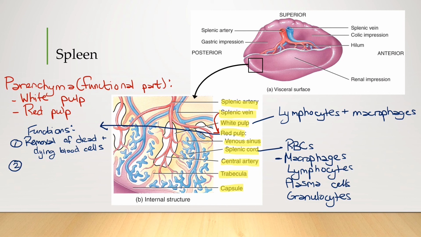Our second function is going to be the storage of platelets. Even up to a third of the body's entire supply of platelets is stored within the spleen, within that red pulp. And then our third function is the production of blood cells. This is mainly during fetal life. So hemopoiesis during fetal life. So remember, hemopoiesis is that production of blood cells.